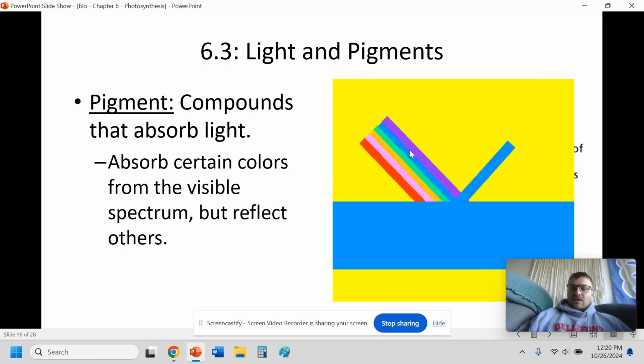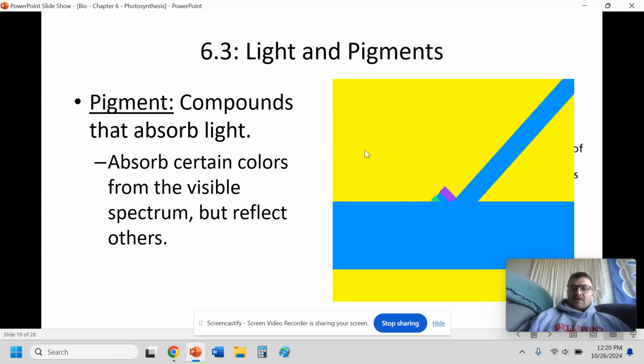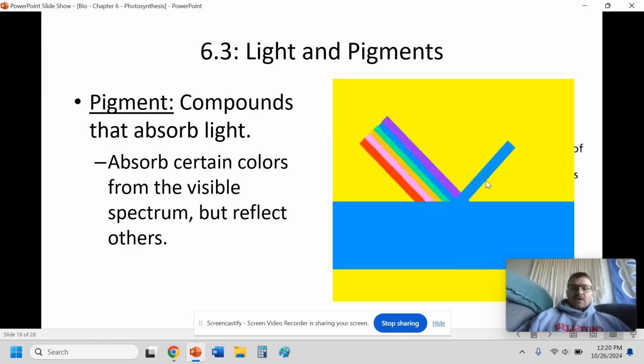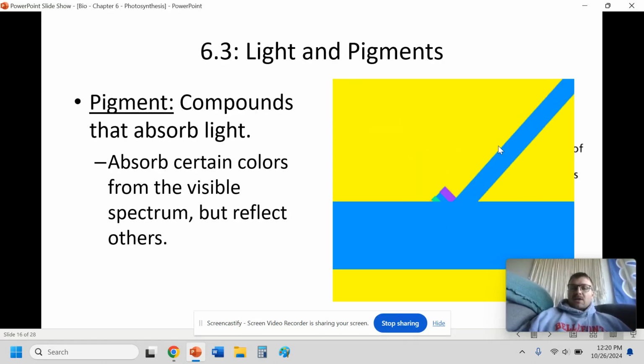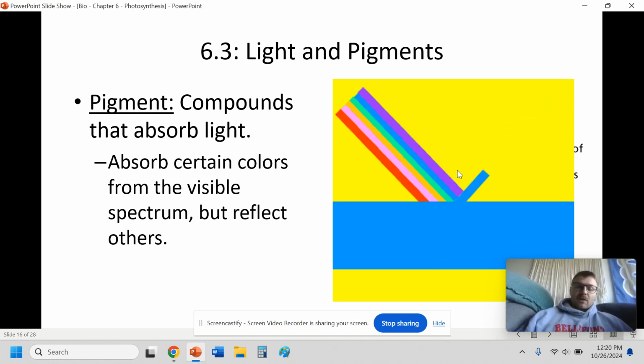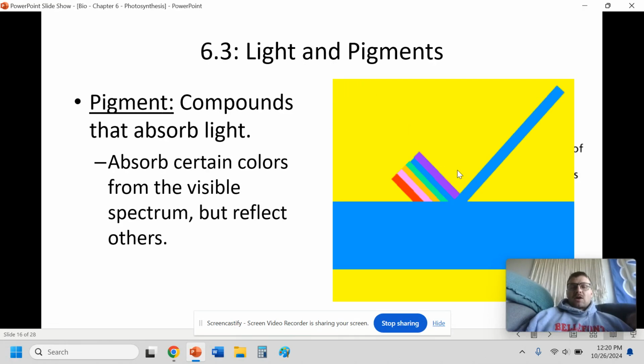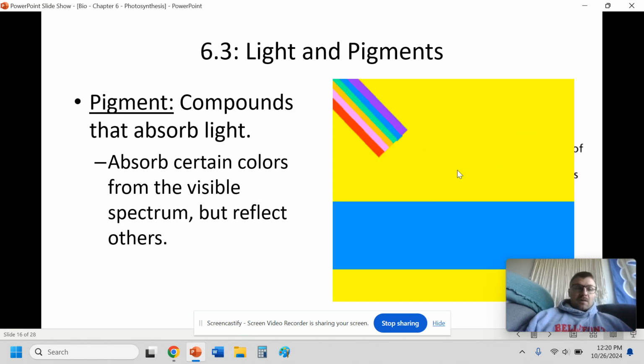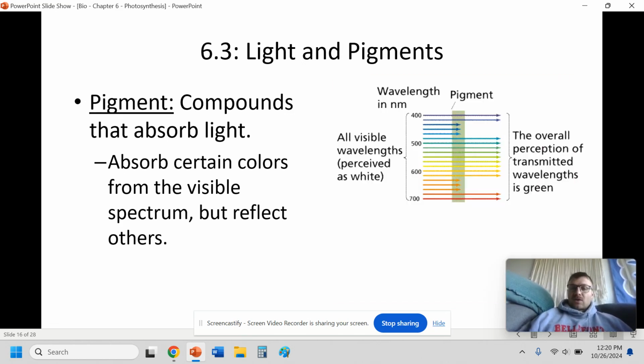Now, I like to show you this image here. This is an image of the rainbow, the visible light spectrum, and a certain wavelength of light is being reflected. Now, it's not the one that plants reflect, but it's just helping us understand that plants are going to be absorbing some wavelengths of light, but not all the wavelengths of light. They use certain wavelengths of light that they absorb to fuel their processes to make glucose. So again, here's a pigment. You can see it's absorbing light, but it's not absorbing all the wavelengths of light.